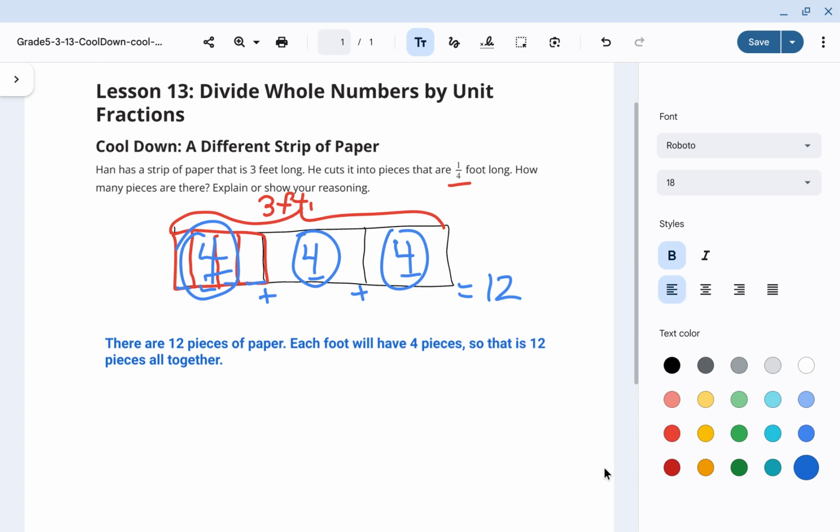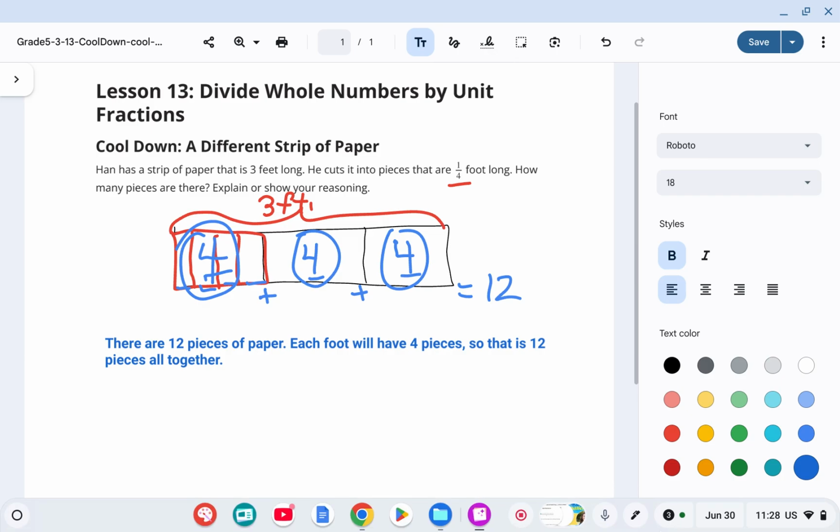Okay, now boys and girls, in this explanation that I've typed out in blue with words, I have given the thought process behind my sketch work with the tape diagram above, where I thought about the 3 feet being divided, each of them into 1/4 foot pieces, right? Which would give me 4 for the first foot, 4 for the second foot, 4 for the third foot, which would be 12 pieces in all. Boys and girls, this finishes out our lesson 13 cool down.